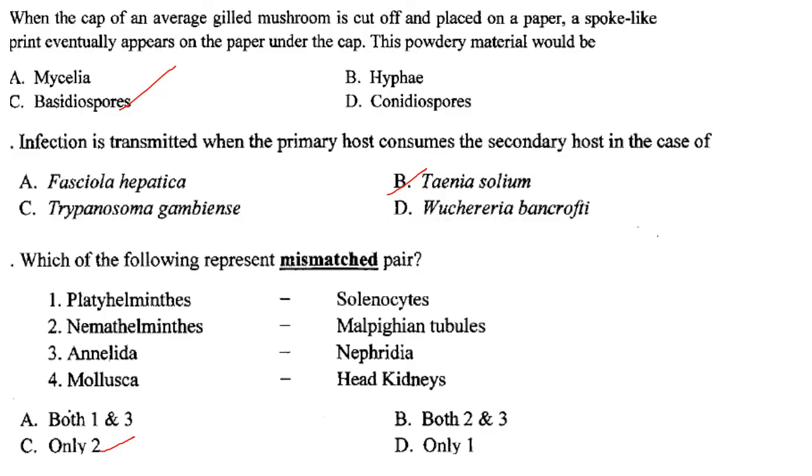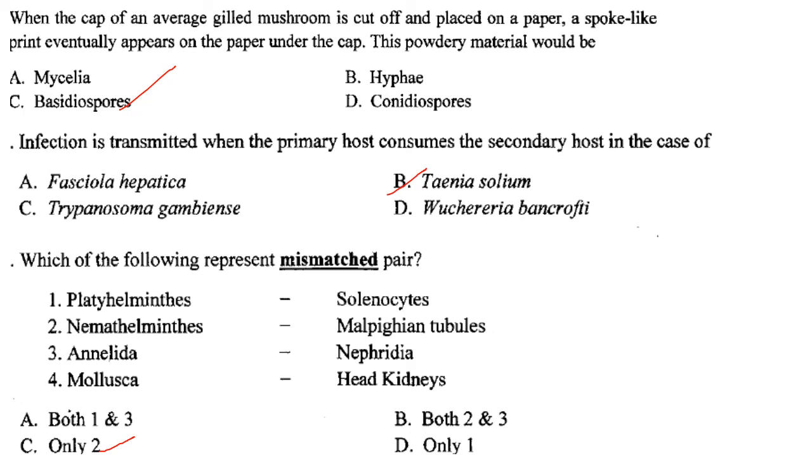Next one. When the cap of an average gilled mushroom is cut off and placed on a paper, a spoke-like print eventually appears on the paper under the cap. This powdery material would be. So it will be basidiospores. Answer is option C.